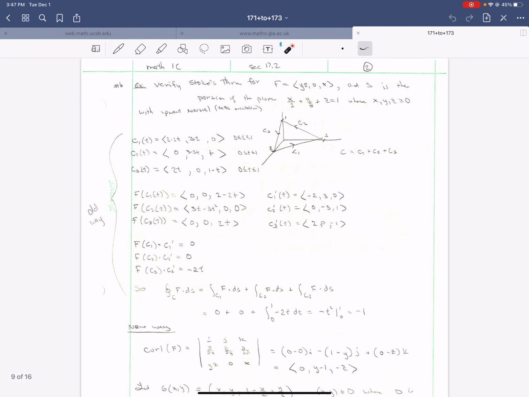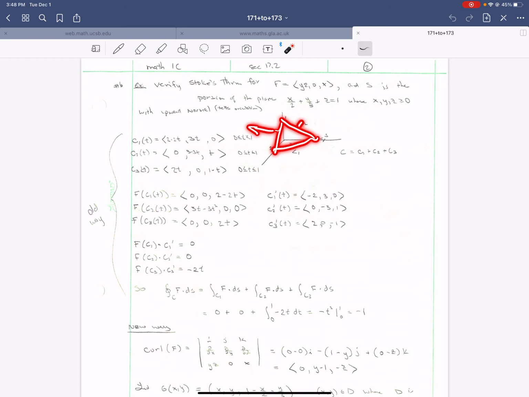Okay, let's look at this. Let's verify Stokes' theorem for this vector field, and we're going to take part of this plane in the first octant, and we want an upward pointing normal. So what does that look like? Well, here's the deal. If I let y and z be 0, I can see that x hits at 2. If I let x and z be 0, then y hits at 3. And if I let x and y be 0, then z hits at 1. And so this is that triangle I see.